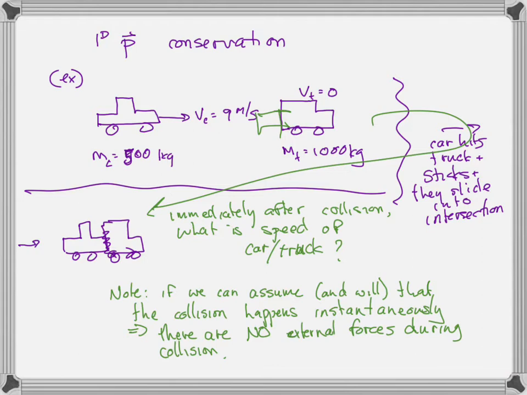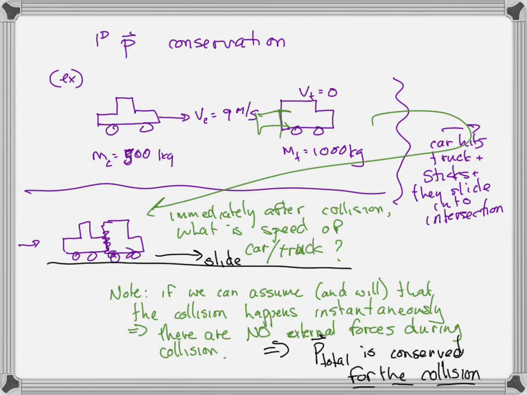After that, momentum is not conserved, right? Because they slide along the road and the external force of friction will bring them to a stop. But immediately during the collision, we can assume that the total momentum of the system is conserved. We say momentum is conserved for the collision. It's not conserved before the collision necessarily. It's not conserved after the collision, but it's conserved from immediately before the collision to immediately after the collision. That's what we mean by momentum is conserved for the collision.